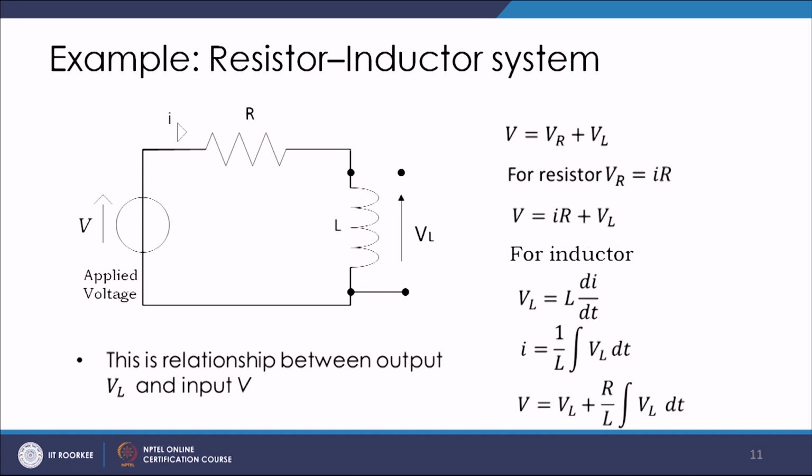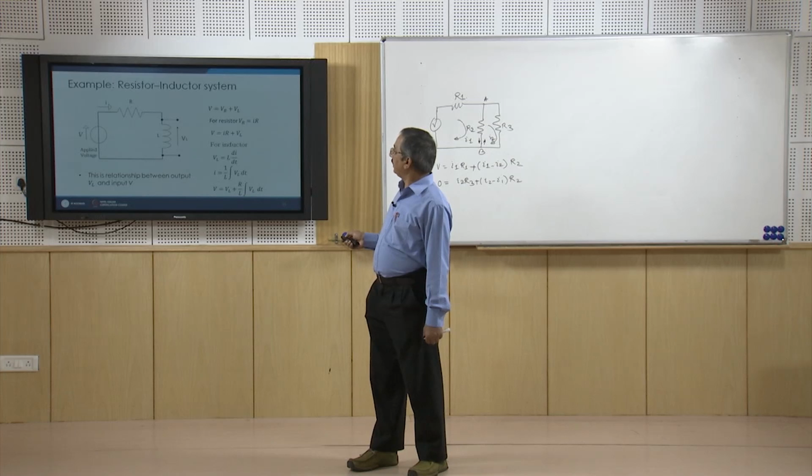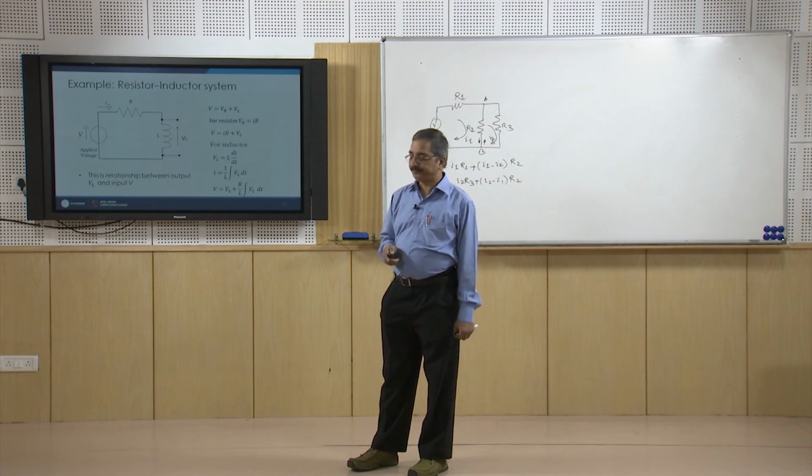So, what I need is to replace this I in terms of VL. So, I use the expression for the inductor building block. This is VL is equal to L di by dt, and from here I get I is equal to 1 by L integral VL dt. And then I replace this I here and I get the expression involving the input voltage V and the output voltage VL. So, this way we can get the expression for this circuit, that is the resistor inductor system.